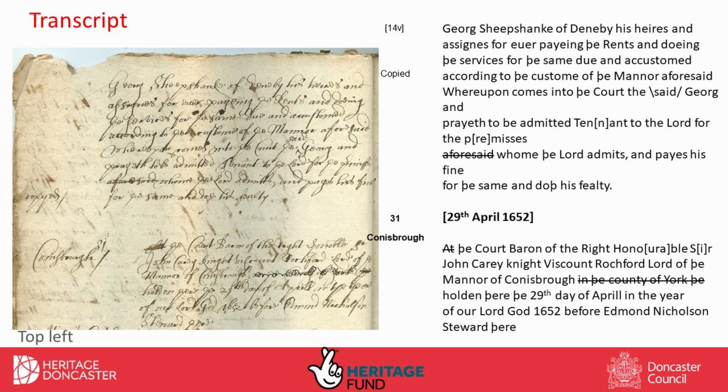The transcript reproduces capitals, punctuation, crossings out and spellings as they appear in the original. Abbreviations are expanded inside square brackets, and insertions between backward and forward leaning oblique strokes. The obsolete letter thorn, which we looked at in session 2, is also used where it appears in the original. The date of each court session has been inserted between entries in square brackets.